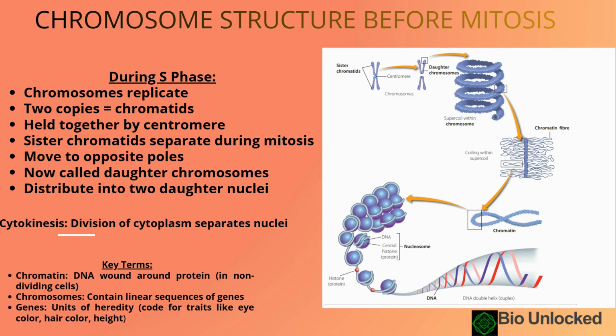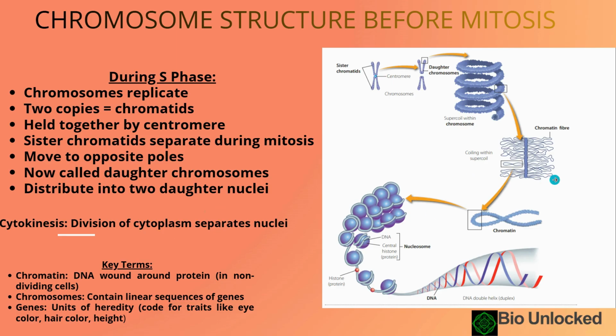During S phase, chromosomes replicate and the two copies, called chromatids, are held together by a centromere. These sister chromatids, because they're two chromatids, you get it, separate during mitosis and move to opposite poles. They're now called daughter chromosomes and distribute into two daughter nuclei. Then the cytoplasm divides, separating the nuclei. That's cytokinesis. Now let's look at it a bit more deeply.